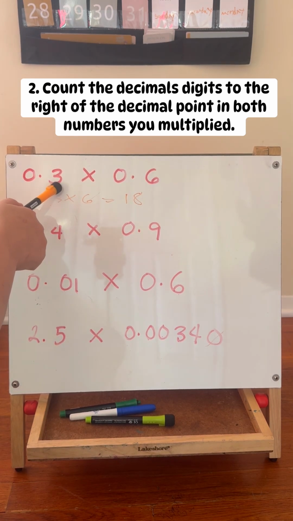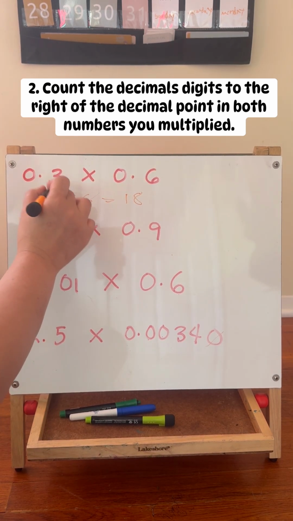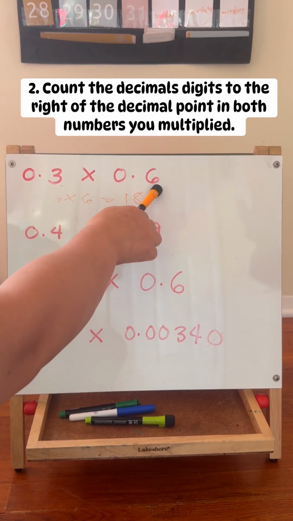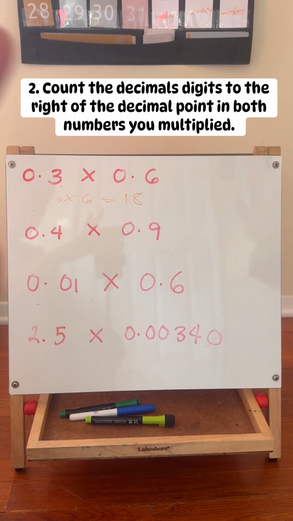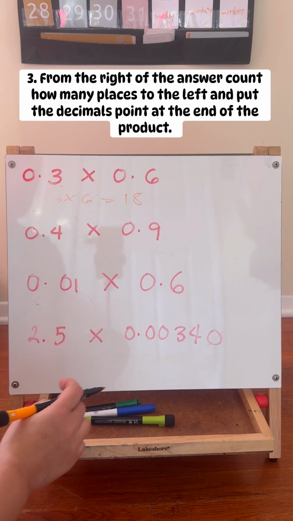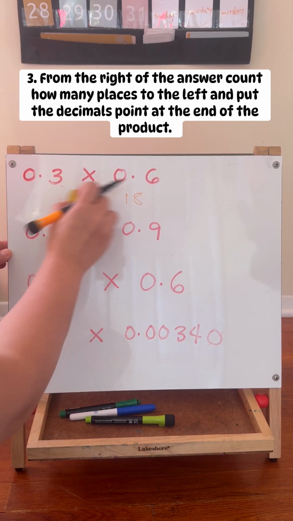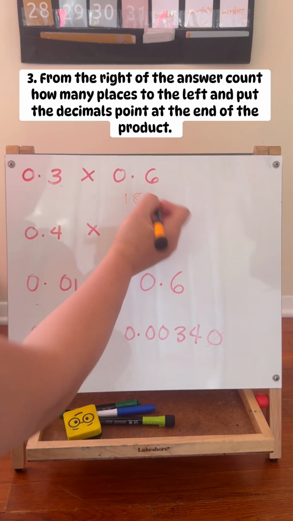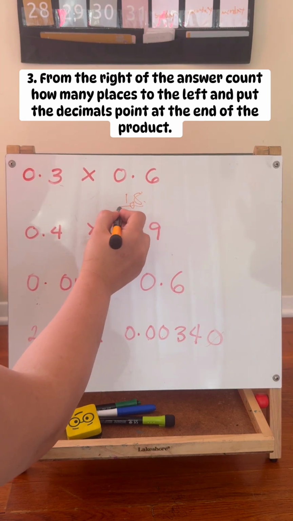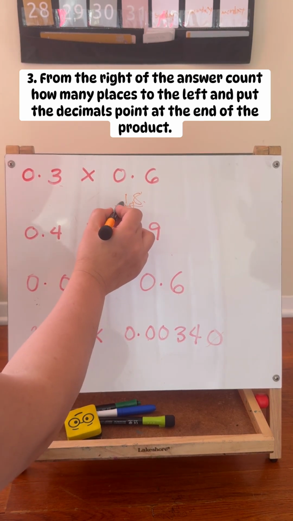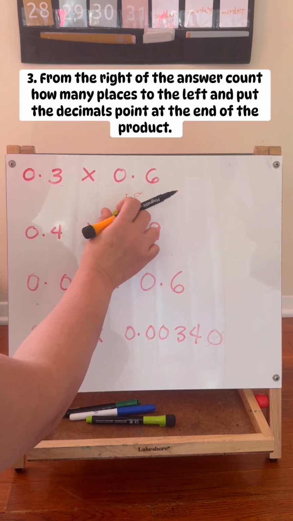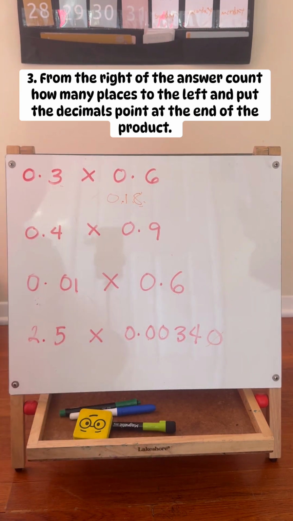So this is the decimal digit. Going to the right, those are the decimal digits. So first here we have 1 decimal digit, and then the other one is 1 decimal digit. So we have 2 decimal digits. So, third step, beginning at the right of 18, let's move 2 places to the left. Okay, 1, 2. And then let's attach the decimal point here to the last digit of the product. So the answer is 18 hundredths.